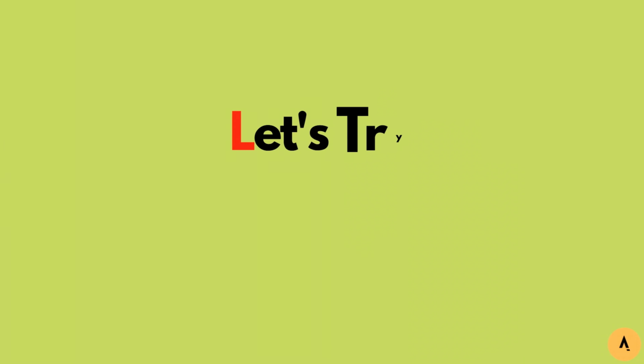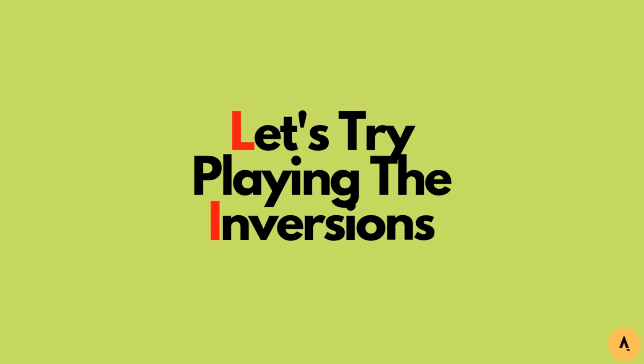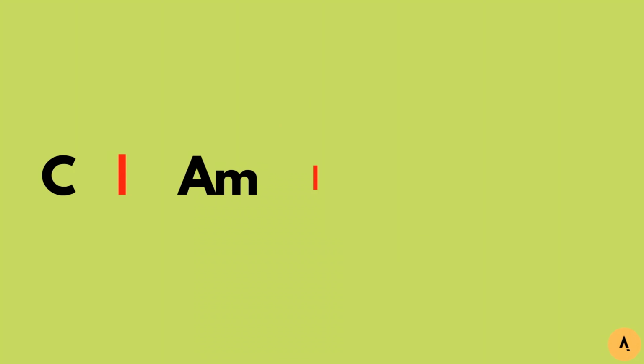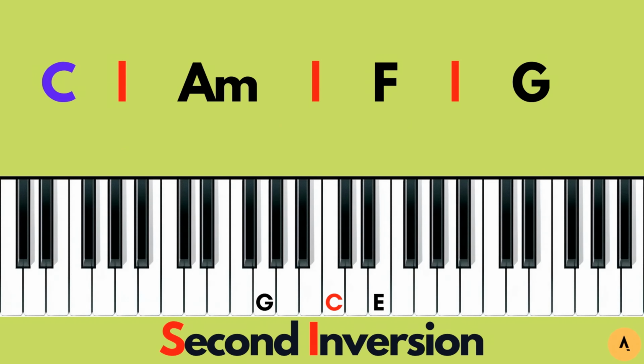Now let's apply the inversions to a real chord progression. Let's try with the chord progression we've been working on, C, A minor, F, and G. Now here's the goal. Choose inversions that keep your hand close so you don't jump all over the keyboard. Let's start with C major in a second inversion.